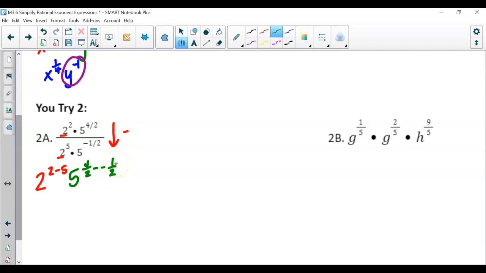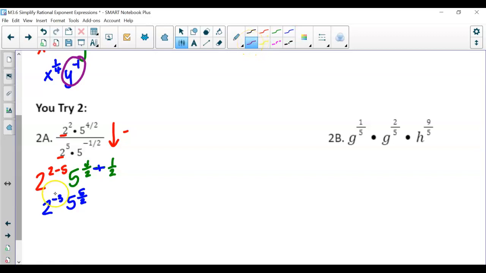So notice, write it out, because you'll see that that's not going to give you 3/2. Because two negatives here make a positive. So you actually end up adding them. So here we've got 2 to the negative 3 power and 5 to the 5/2 power. Because again, that was 4/2 minus a negative 1/2. So you got to watch your signs here.